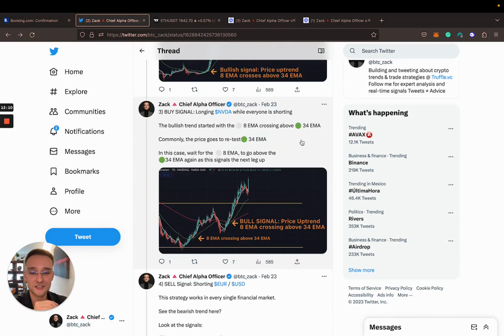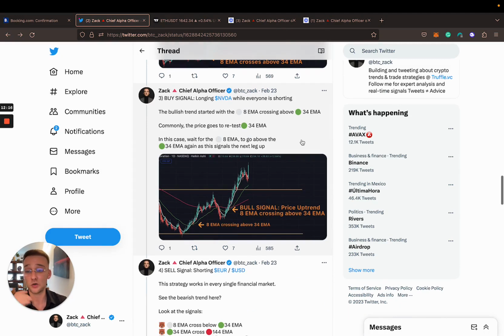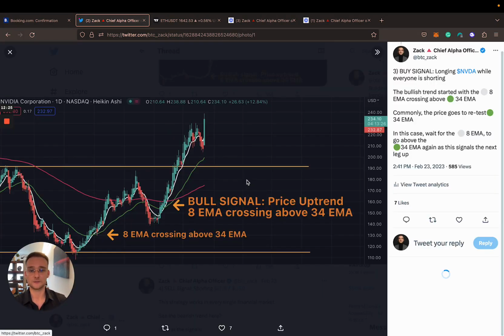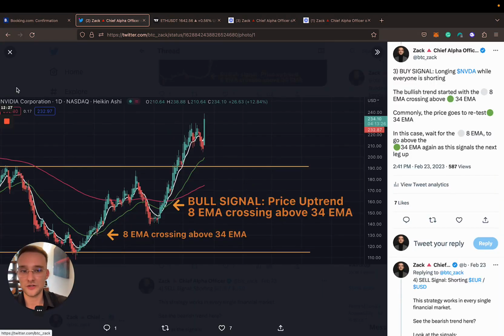Now let's look at another example from the stock market, and I'm specifically looking at Nvidia. This was a place where a lot of people were shorting, but the EMAs were actually signaling the beginning of a strong bullish trend. So let's look at this one. What we see here on the Nvidia chart is that it went all the way back down to about $115. It broke out all the way to $240 just in the time frame of about 5 weeks.